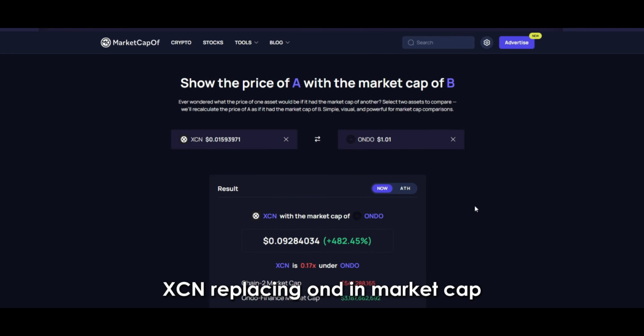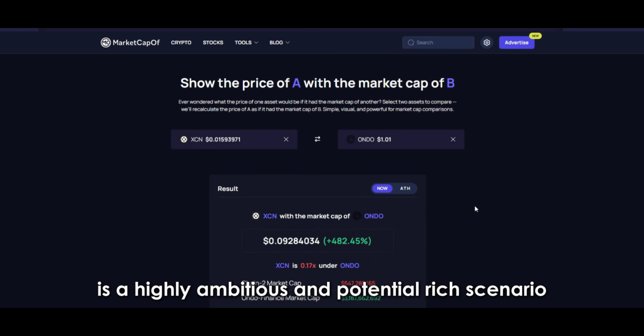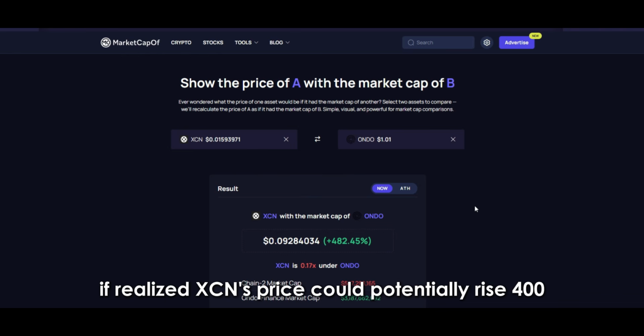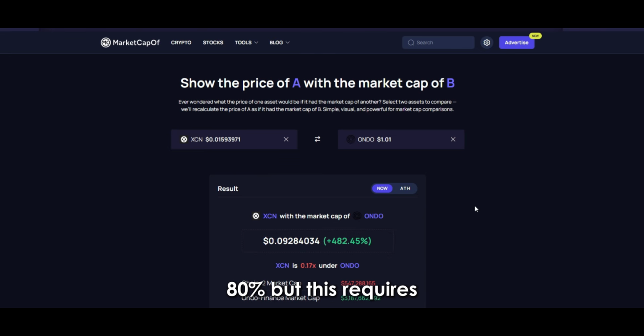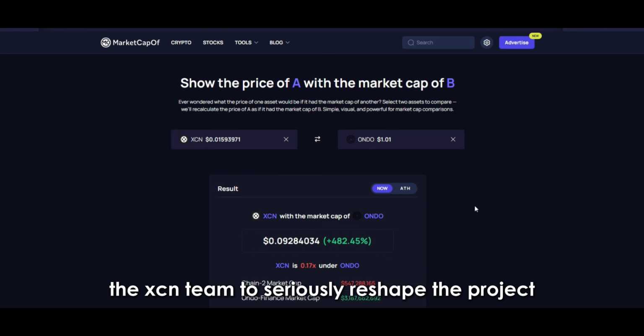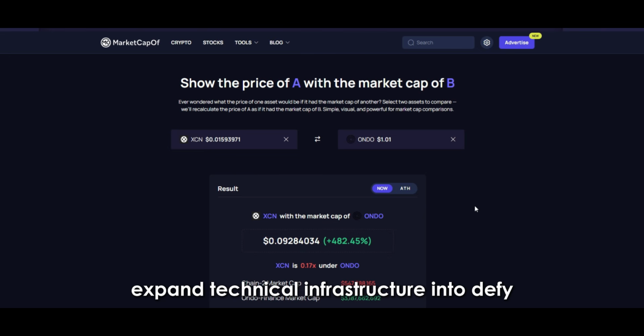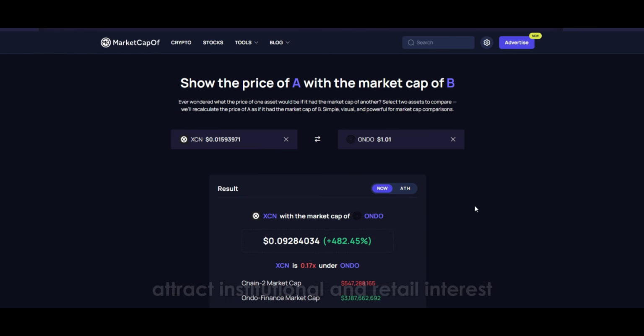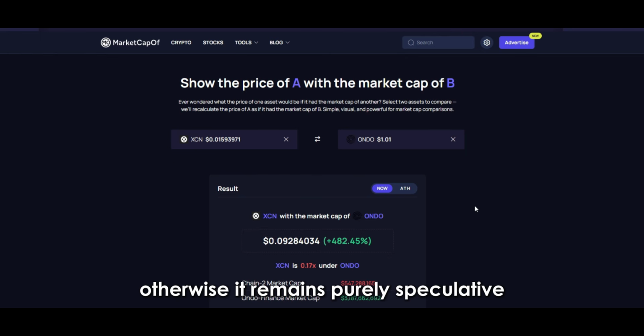In summary, XCN replacing OND in market cap, functional offerings, and user base is a highly ambitious and potential-rich scenario. If realized, XCN's price could potentially rise 480%. But this requires the XCN team to seriously reshape the project, expand technical infrastructure into DeFi, build user trust and liquidity, attract institutional and retail interest. Otherwise, it remains purely speculative.